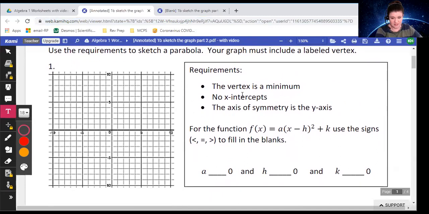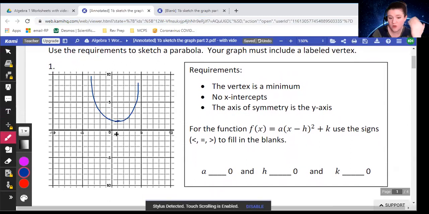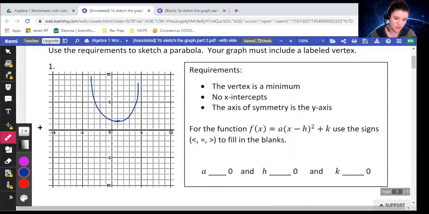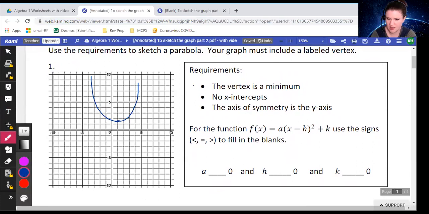The vertex is a minimum. So what does that mean? Well, I know in my head, I'm thinking it's going to be this way, right? Because if it's a minimum, it means it's down low. So I know at least that's where my graph should be. And really sketches are okay at this point. All right, so vertex is a minimum, check.